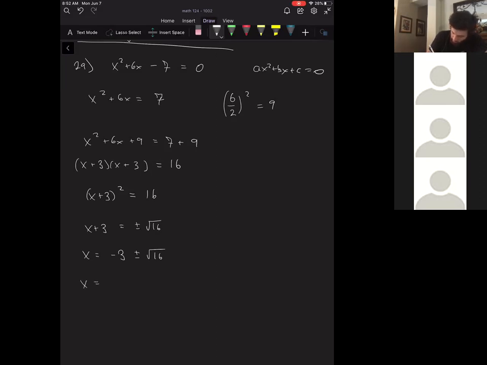So x is going to be equal to minus 3 plus or minus the square root of 16, which is 4. So what we have is x is equal to 3 plus 4, which is 7. And we have x is equal to, oh, sorry, why do I keep forgetting the minus sign? It's minus 3. So we have x is equal to minus 3 plus 4, which is 1. And x is equal to minus 3 minus 4, which is minus 7.